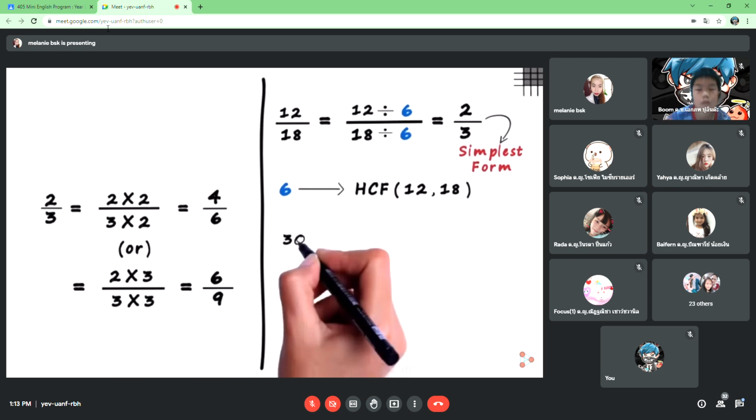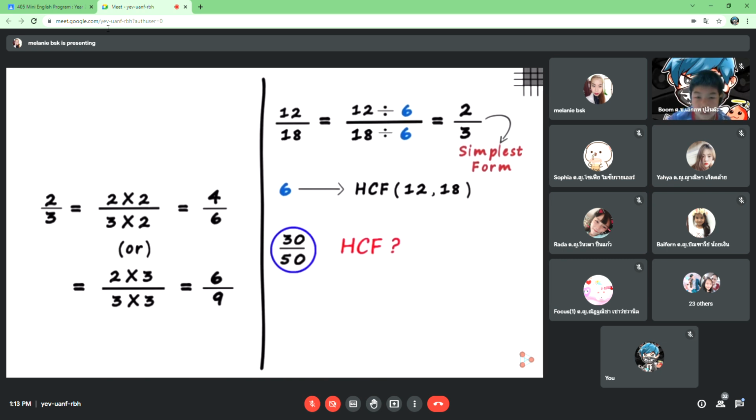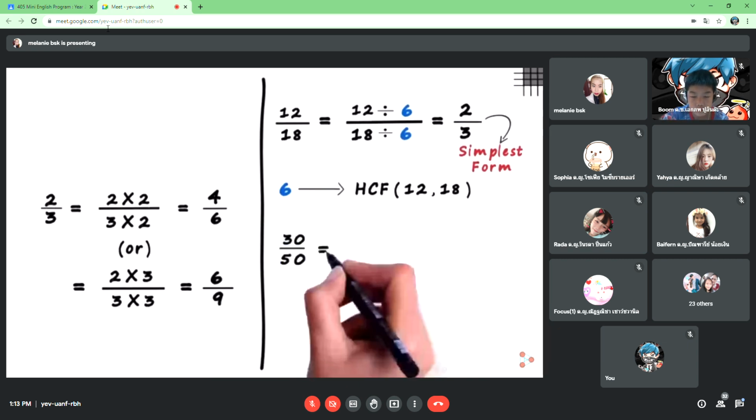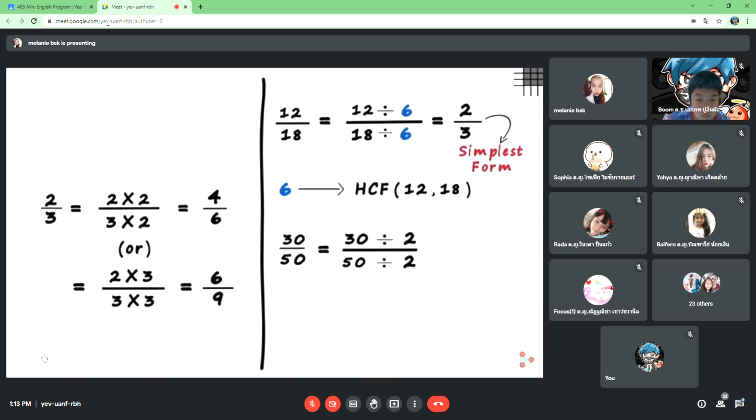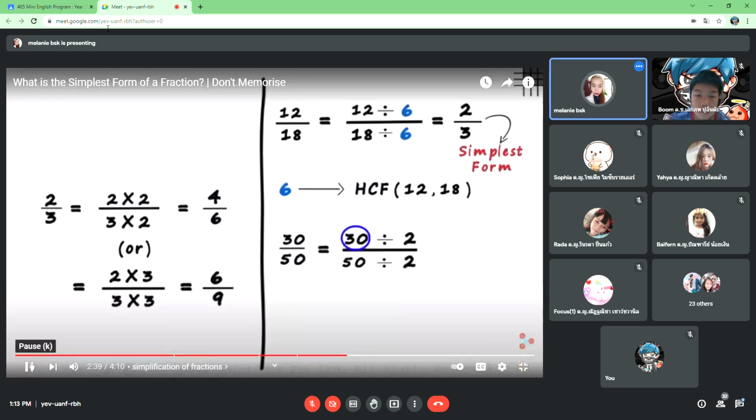Say we have a fraction 30 by 50, and let's assume that you do not know what their HCF is. If we do not know the HCF, all we need to do is look at the common factors of the numerator and the denominator. 30 as well as 50 are divisible by 2. So we divide the numerator as well as the denominator by 2. 30 divided by 2 is 15 and 50 divided by 2 is 25. If there are no common factors of the numerator and the denominator, it means that the answer is in the standard form.